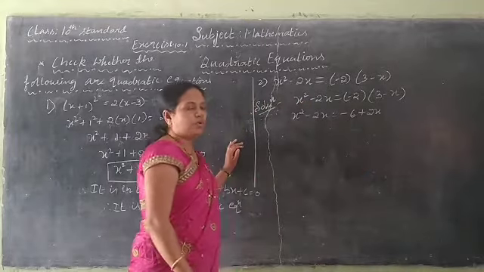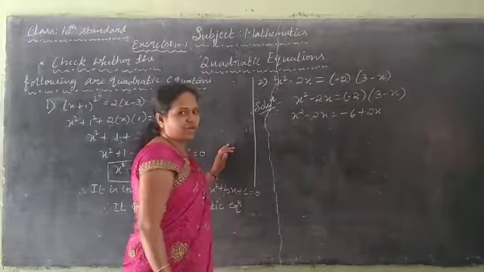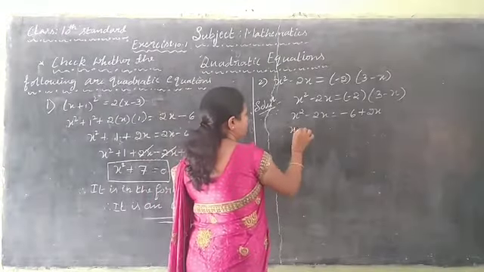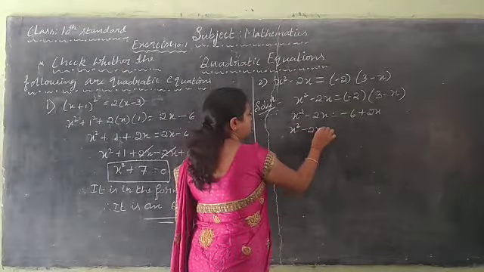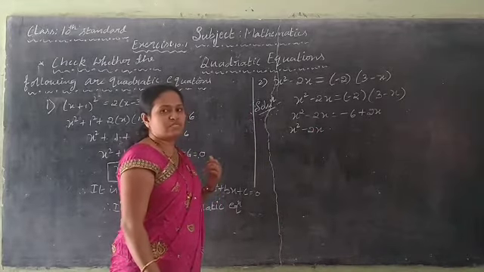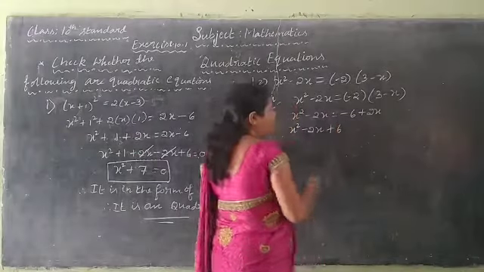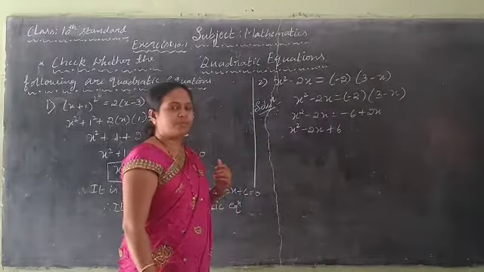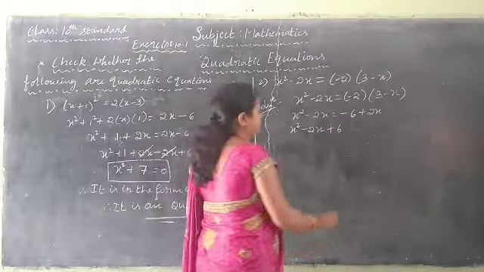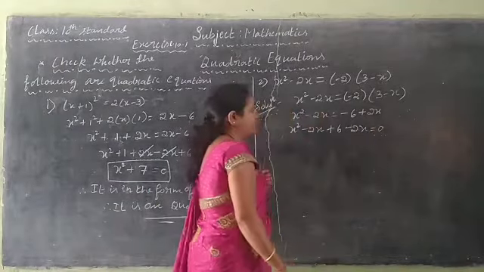Right. Now transfer minus 6 and plus 2x to left hand side, children. x square minus 2x. Minus 6 is there. When we transfer after the equals, it will become plus 6. What about plus 2x, children? Yes, they will be changing the sign. Minus 2x is equal to 0.